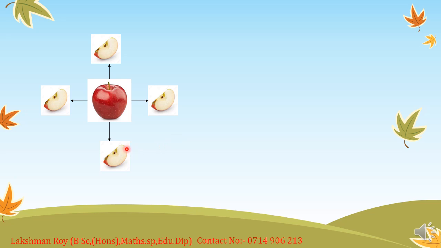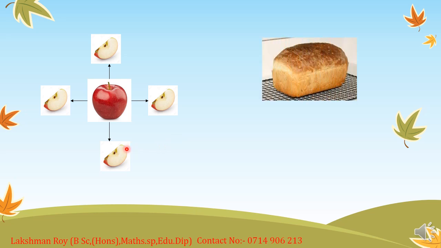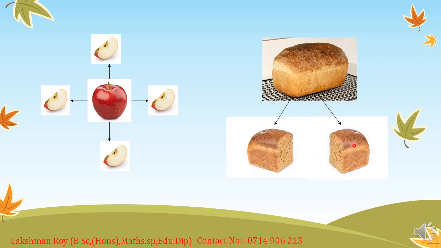Another example: this is a loaf of bread, a whole one, a unit. I am going to divide that into two equal parts. This is one part, this is another part, the same parts. This is the whole one unit, and these are parts. Here there are two parts. In this apple there are four parts.